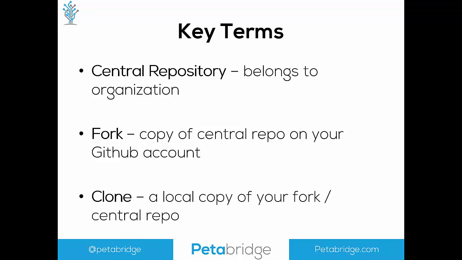The next is the notion of a clone. You go ahead and clone a copy of your fork onto your machine and then do your work on that. And that's where you make all your commits and do your work. And then when you're ready to synchronize, you go ahead and push those changes up to your fork, and then you send a pull request from your fork to the central repository. That's the general gist to how the flow works. So now I'm going to show you how to do it.